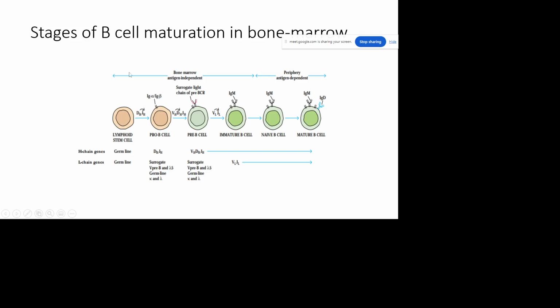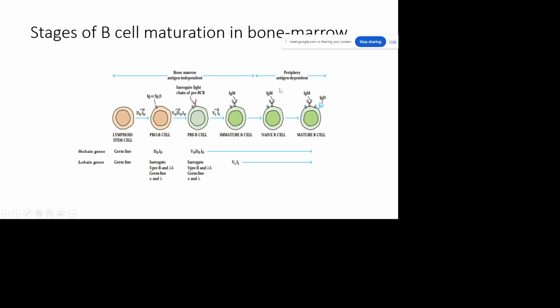So again, from lymphoid stem cell, DJ of heavy chain recombination will give you the pro B cell which has Ig alpha Ig beta heterodimer. Then VDJ recombination will make pre B cell. In this pre B cell there will be Ig alpha Ig beta heterodimer, heavy chain, and the surrogate light chain, that is the pre BCR. Upon VLJL recombination in the light chain, the surrogate light chain will be converted into the permanent light chain, and that will give you the IgM, heavy chain as well as light chain, along with the Ig alpha and Ig beta. That is your immature B cell. This is the antigen independent phase in bone marrow. There is no involvement of any antigen.